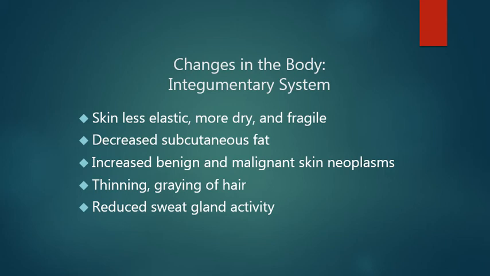They have thinning, graying of the hair, may have loss of hair, alopecia. They have reduced sweat gland activity. Remember, thermoregulation is altered. They can't tell when they're too hot. So if they have a reduced sweat gland activity and they can't tell when they're too hot, heat stroke may occur more readily than it did at a younger age.